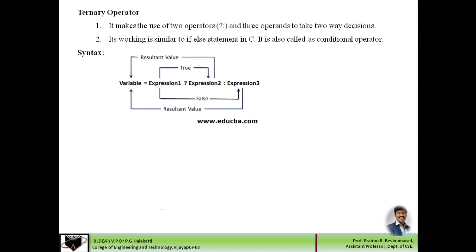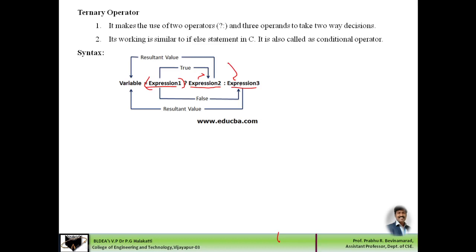So let us understand what the syntax of the ternary operator is. Here it will take three inputs, that is expression 1, expression 2, and expression 3. So three operands it will take. This particular operator is applied on three operands, and therefore it is called a ternary operator. Suppose the evaluation of expression 1 is true, then this value will be returned, otherwise this will be returned.